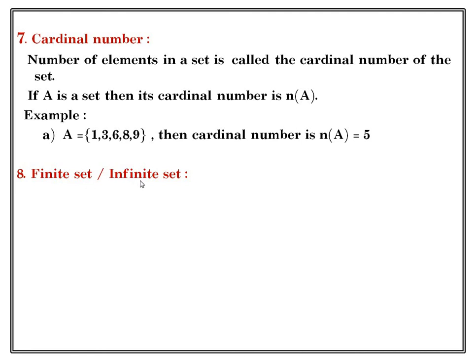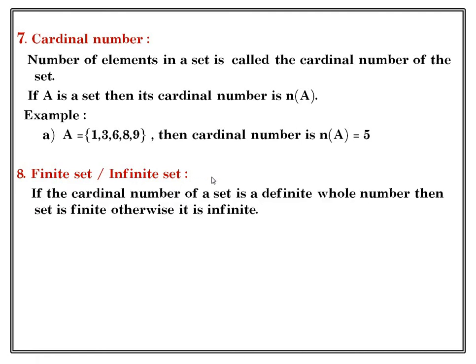Finite set or infinite set. If the cardinal number of a set is a definite whole number, then the set is finite, otherwise it is infinite. That means if we have a limited number of elements which are countable, if you are able to say definitely that so many elements exist, if you are able to tell exactly the number, then it is a finite set. If you are not able to tell the exact number of elements, then that set is called an infinite set. Let us see an example.